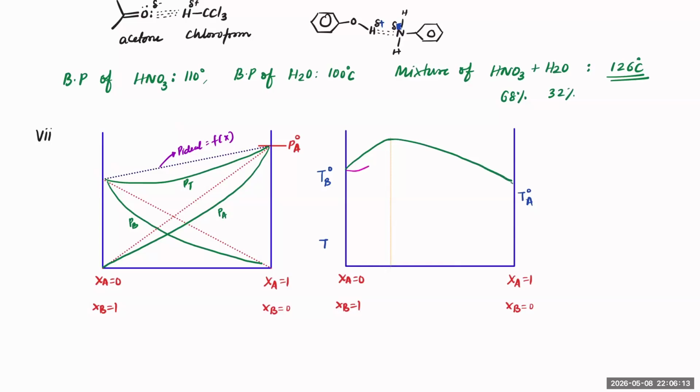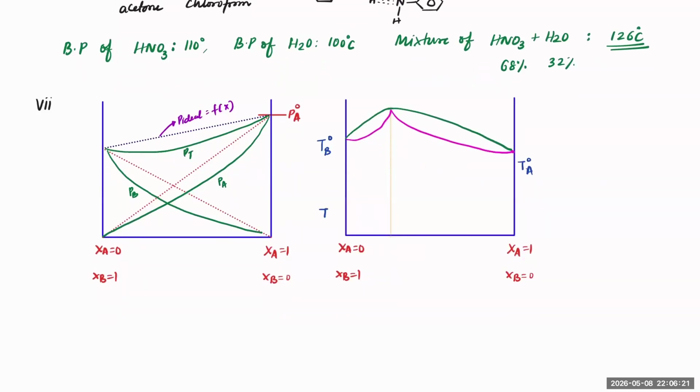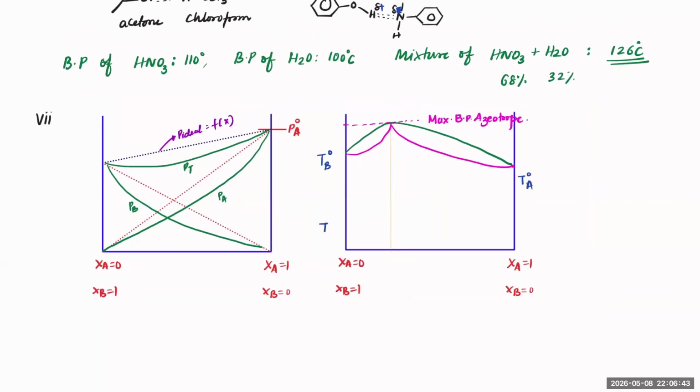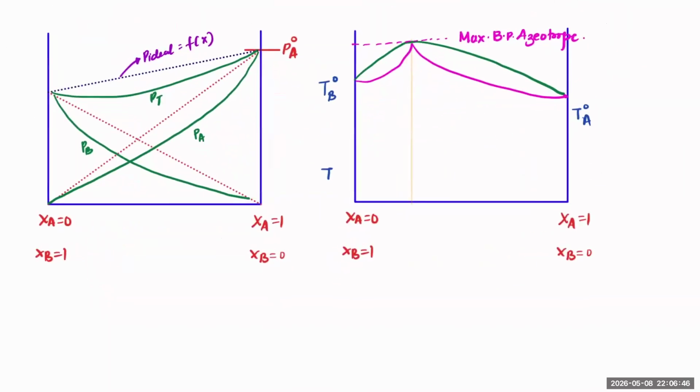And when it comes to the temperature in terms of Y, that is mole fraction in the vapor state, this is how the graph will go. Now you are noticing that there is a maxima appearing, where it has the maximum boiling point azeotrope. Maximum boiling point azeotrope. And at this point, you know that XA is equal to YA, and XB is equal to YB.